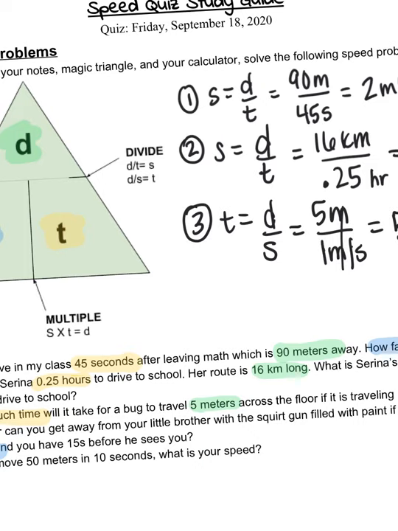Sue, what's another number in that problem? 15. Okay, 15 what? Seconds. Okay, is that time, speed, or distance? Speed? 15 seconds is a measure of speed? No, it's a measure of time. Okay, and it says how far, so we are trying to find what variable? Distance. So if we're trying to find distance, cover up D, and you multiply S times T.